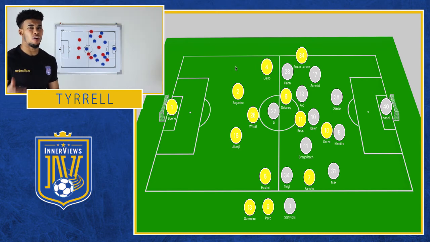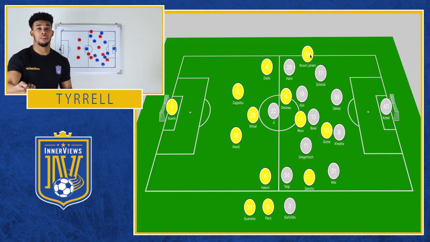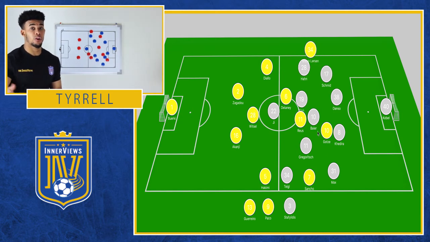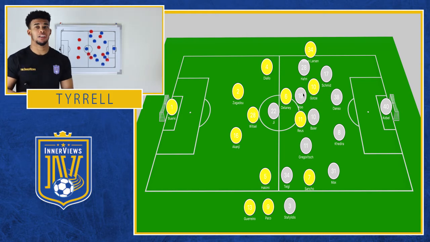So down that side, they always had markers there. Max and Tyrrell doubling up on Sancho, Khedira coming to Götze, and at the time where all three of them were beat, we saw Bayer come across to deal with that.